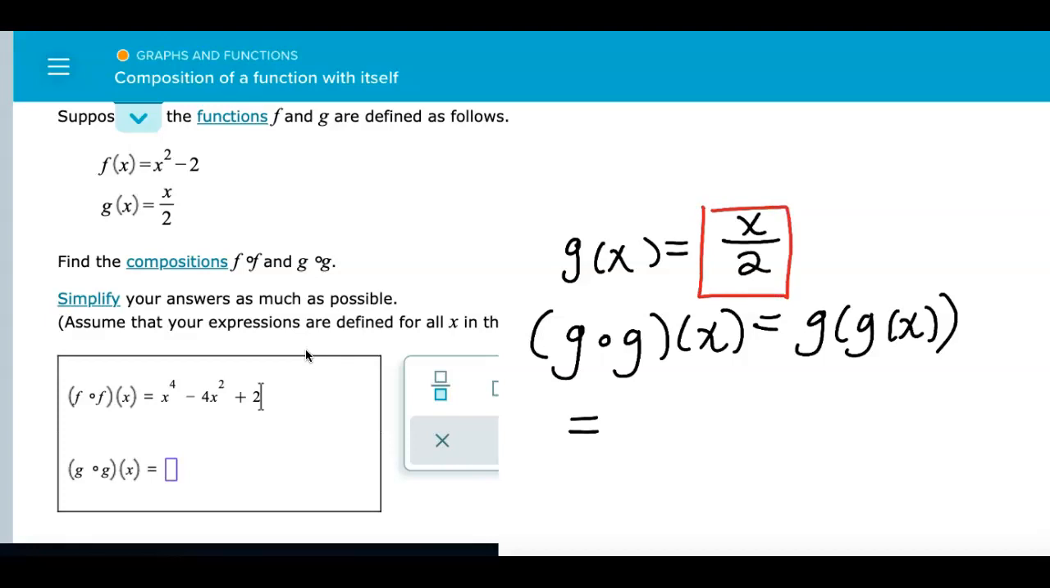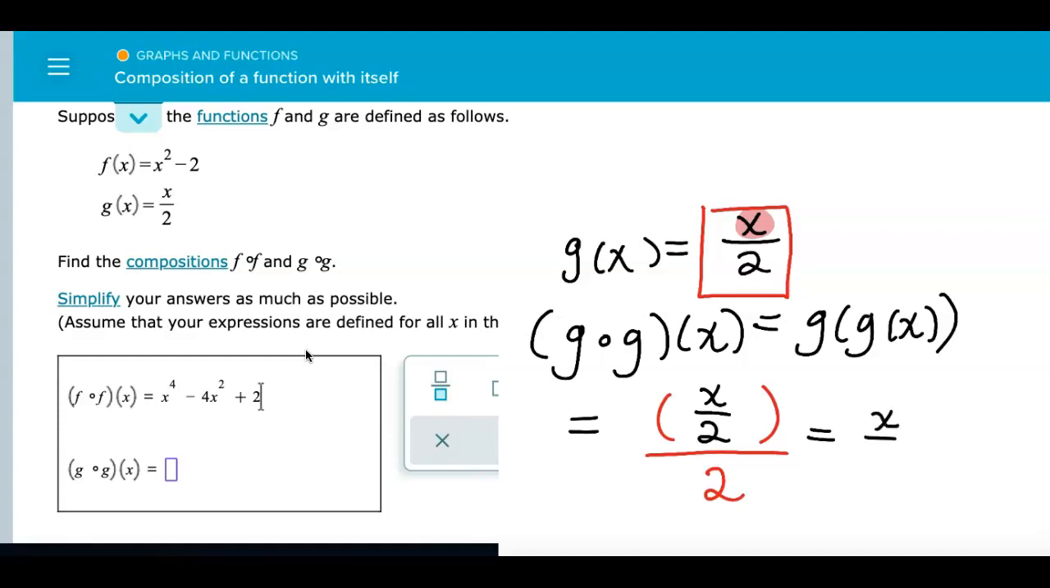So if I copy it, wherever you see x, I think it's a good idea to go ahead and just draw a parenthesis, because we're going to substitute. What goes in this parenthesis? Wherever x was, we draw a parenthesis, and then we think, what goes in the parenthesis? The entire g of x goes in there. So put that in.